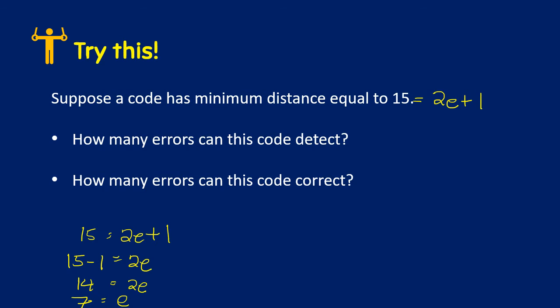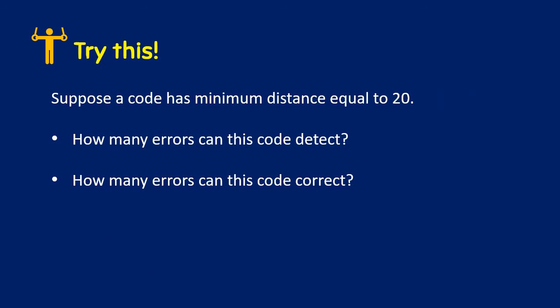7. So therefore, how many errors can this code detect? We can detect 2e or 14 errors. How many errors can this code correct? Up to 7 errors. Okay? What if we have this one, 20? So similarly, we have this is 2e plus 1. What will we get in this case? So we have 19 equals 2e. e is 19 divided by 2. So that's 9.5.